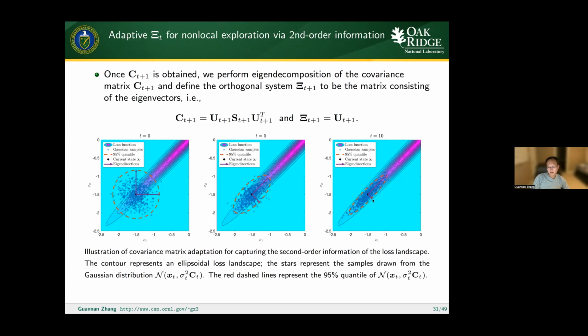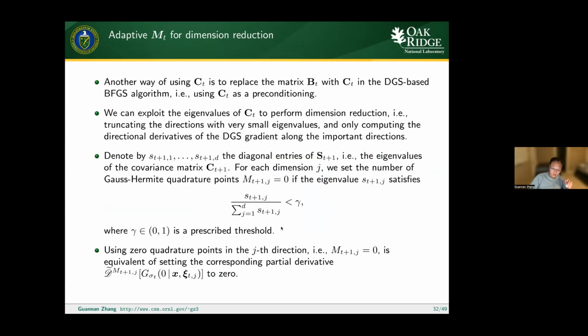We don't need to evaluate any Gaussian quadrature along those directions. We only perform 1D exploration along the directions with the big eigenvalues. So we can use the eigenvalue essentially to perform dimension reduction, and also to cut down the number of Gaussian quadrature points that is needed.